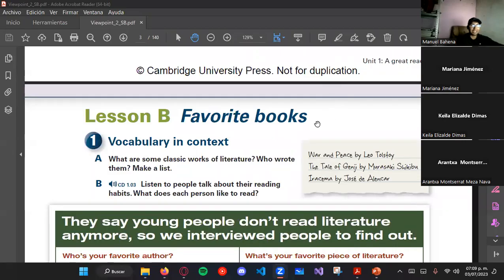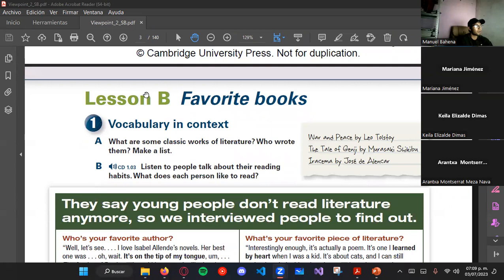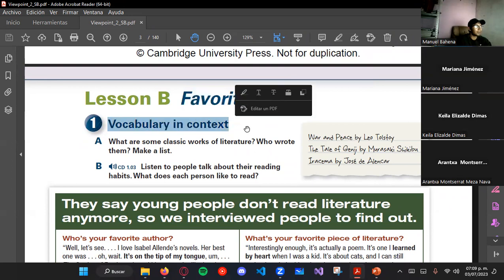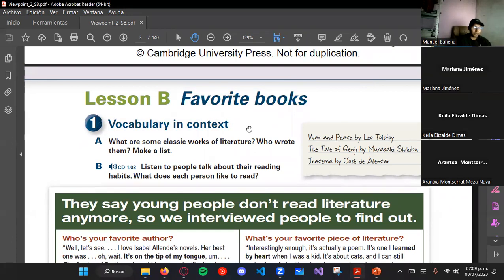And today's lesson is going to be this one. Lesson B, favorite books. Vocabulary in context. The first part says, what are some classic works of literature? Who wrote them? Make a list.